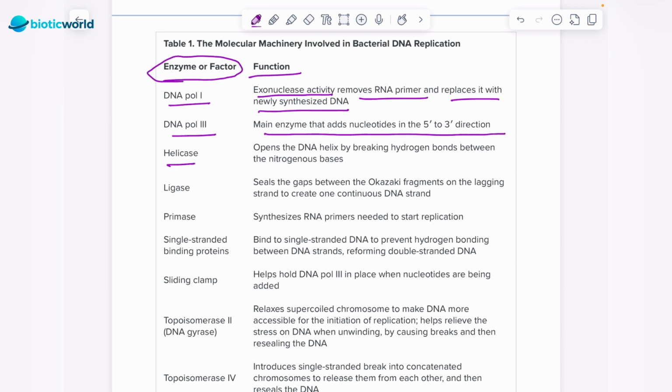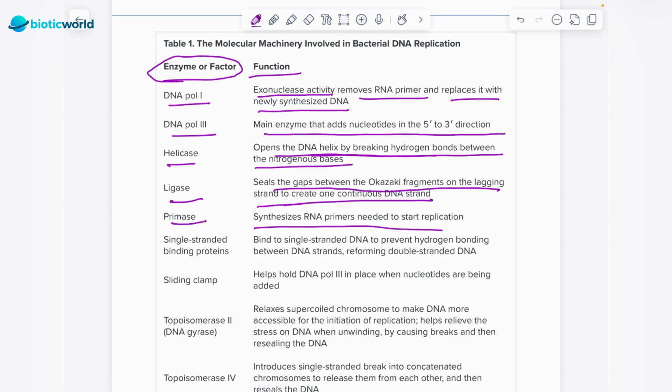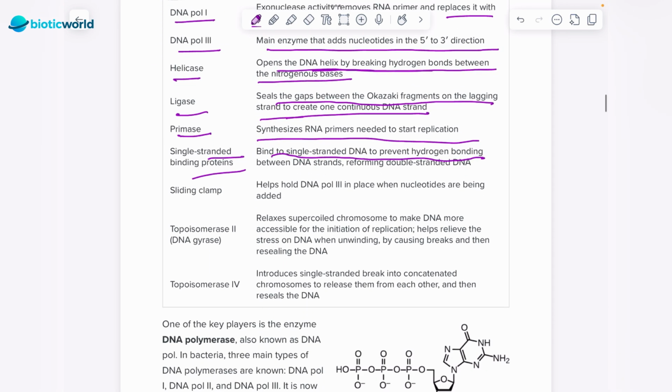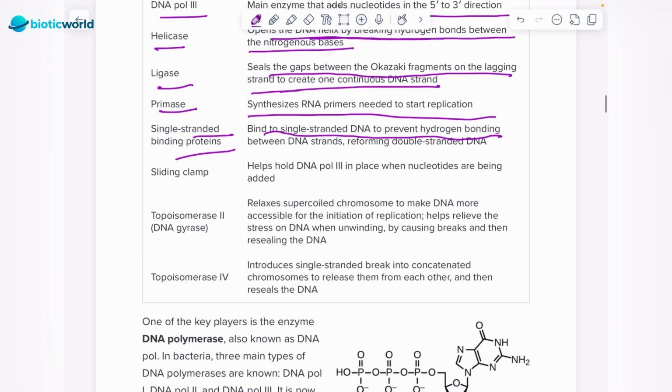Next we have the helicase, which opens the DNA helix by breaking the hydrogen bonds between the nitrogenous bases. Ligase seals the gap between the Okazaki fragments on the lagging strand to create one continuous strand. It takes place after the replication process. Primase synthesizes RNA primers needed to start replication. Single-stranded binding protein binds to single-stranded DNA to prevent hydrogen bonding between DNA strands, reforming double-stranded DNA. Sliding clamp helps hold DNA polymerase 3 in place when nucleotides are being added.